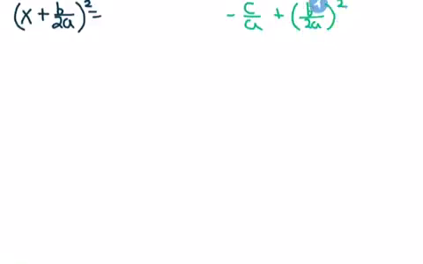So now I can just take that 2 to each individual part of that expression. So I get negative c over a plus, okay, take my square to the b, I get b squared. Take my square to the 2, 2 squared is 4. Take my square down to the a, and I get a squared.